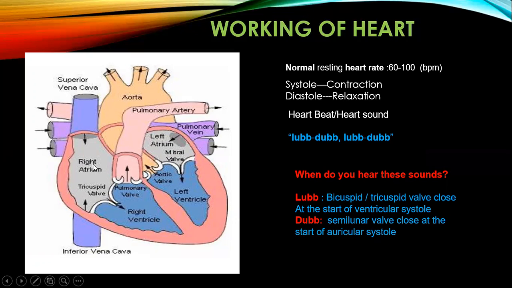Now the valves which are present, when the chambers are receiving the blood, the bicuspid and tricuspid valves have to remain closed so that the chamber gets filled. At the same time, the aortic and pulmonary valves open. Once these close, a sound is heard which is called lub.